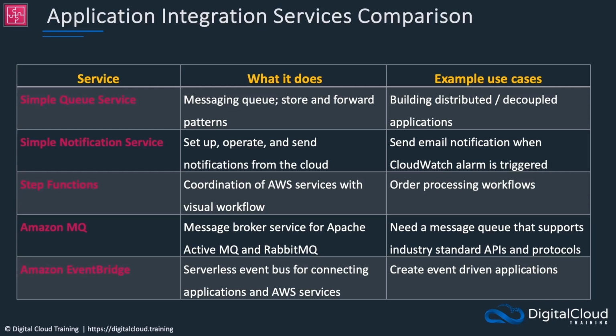Amazon MQ is similar to SQS in that it is a message bus, but it supports the open source Apache ActiveMQ and RabbitMQ. So if you're using those industry standard APIs and protocols, many companies will use these on premises, then migrating into the cloud is easier if you want to keep using those same tools for your message buses. So that's where Amazon MQ comes in. And then lastly, EventBridge, a serverless event bus for connecting lots of different application components together. Now these are some of the core application integration services. There are others, of course, on AWS.